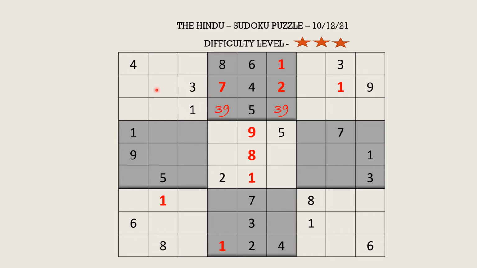Okay, now in this row there are 3 empty cells and the missing numbers are 5, 6 and 8. So if you take this column, 5 and 8 are already here. So this cell takes 6. The balance numbers are 5 and 8. So in this cell, this is covered by 8. So this cell takes 5. And the only missing number, which is 8, goes here.